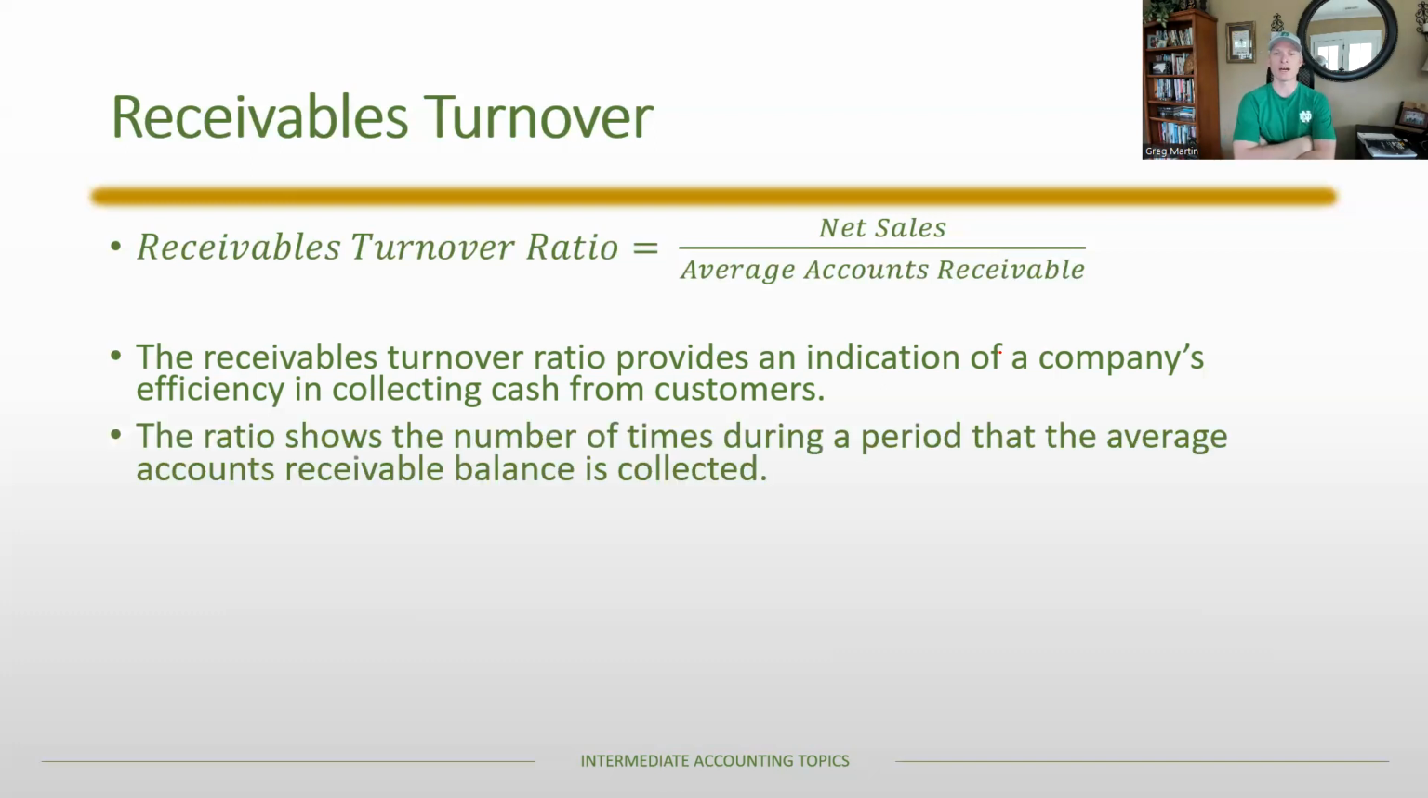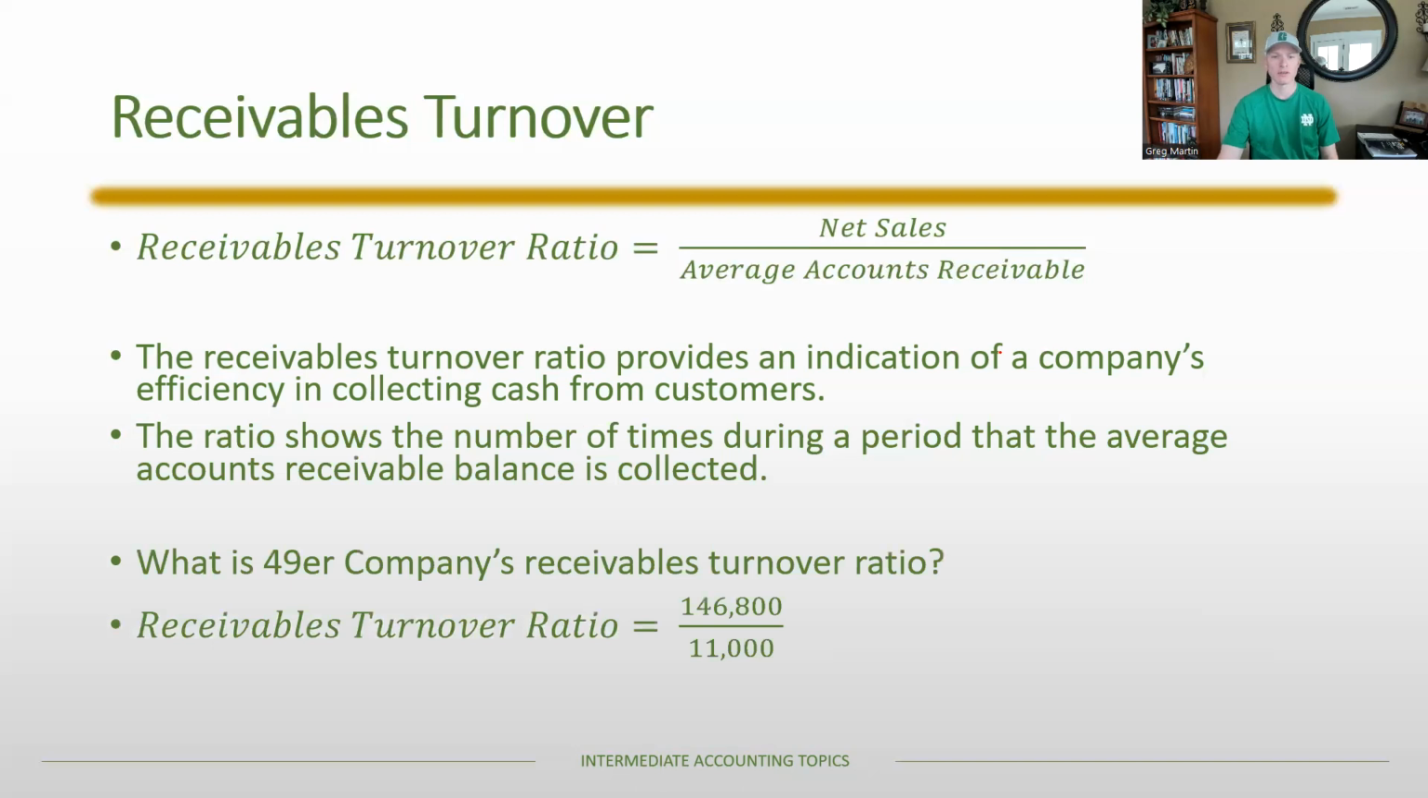Again, the ratio shows the number of times during a period that the average accounts receivable balance is collected. If it were like 10, that means your receivables are collected 10 times a year, so a little bit slower than once a month. If it gets above 12, it means you're turning it over a little faster than once a month, and on we would go. And again, the higher the ratio indicates you're more efficient. And so for 49er company, we highlighted those two numbers. Their ratio is 13.35. So they're able to turn their receivables a little bit faster than once a month.